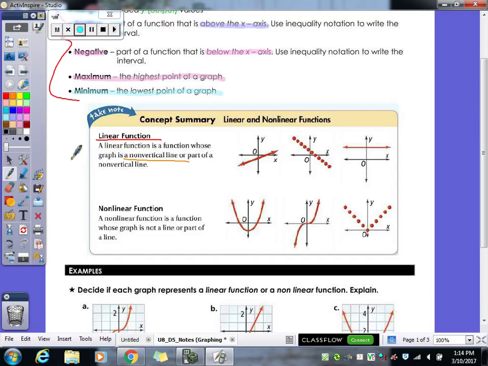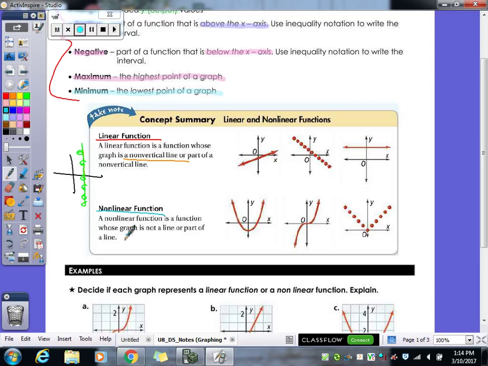Does anybody remember why our vertical line is not part of this? It's not even a function. It fails my vertical line test. If I were to draw my vertical line here, it would hit every single point going down. So a vertical line is not even a function. So our linear function is any other kind of line. Horizontal line, diagonal, anything along those lines.